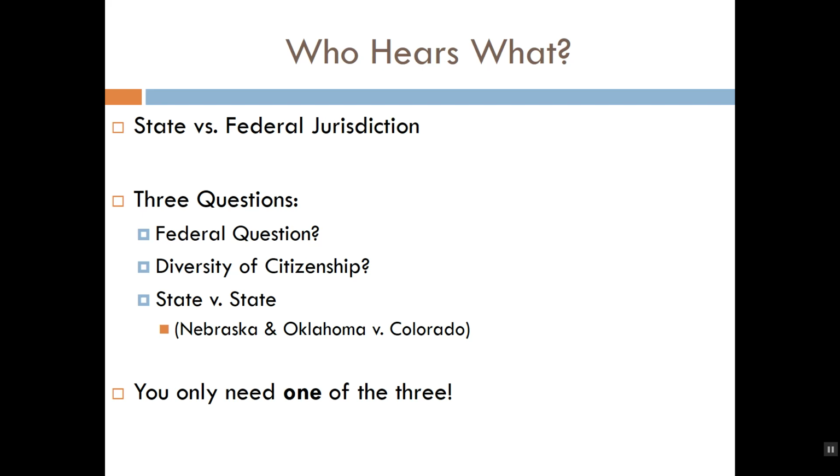But even if you don't have a federal question, there are a couple of other avenues to federal courts. So if you don't have a federal question, the next thing you need to ask yourself is whether you have a diversity of citizenship.